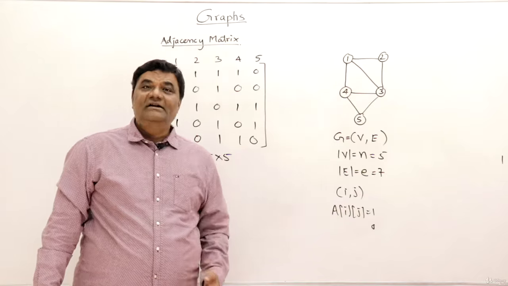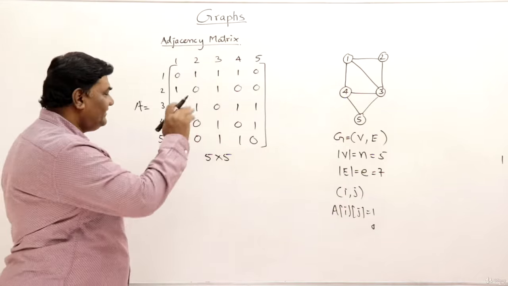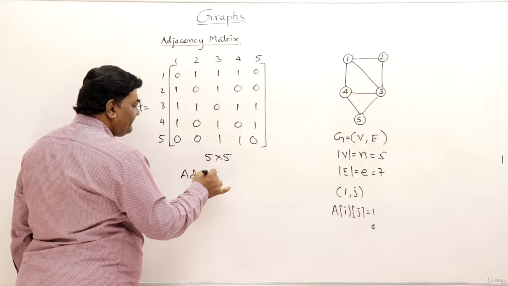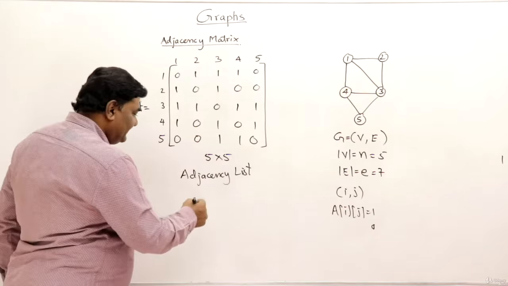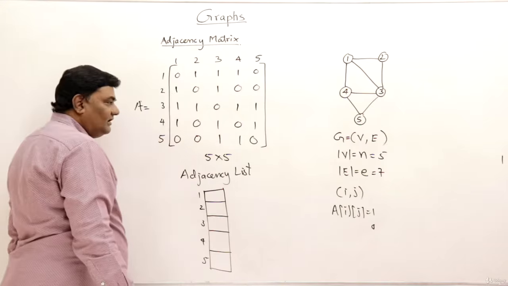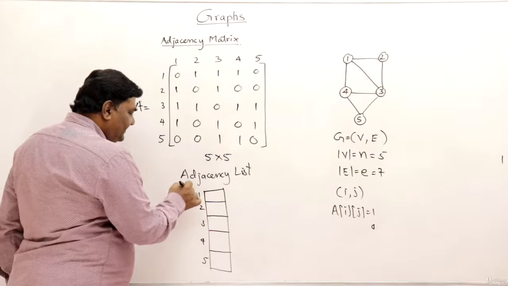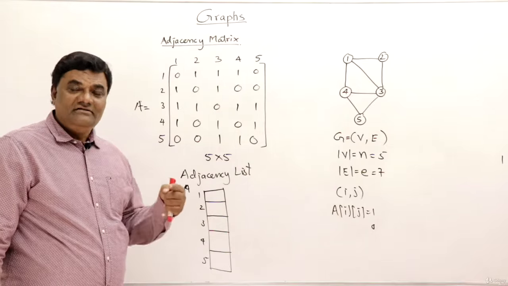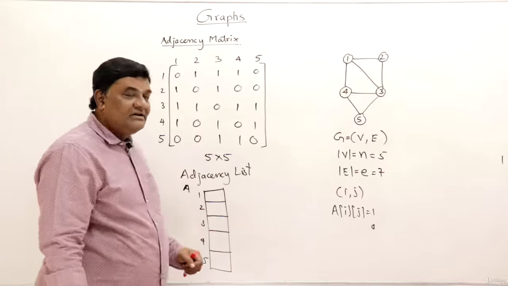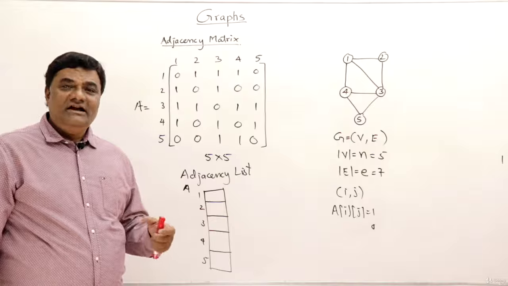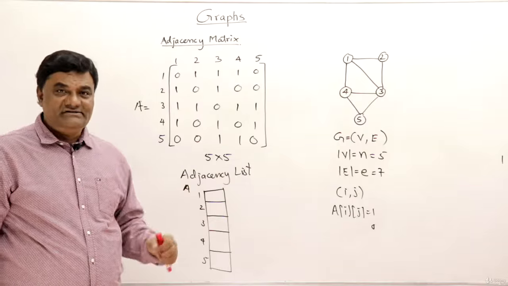The next, let us look at the adjacency list. For representing a graph in the form of an adjacency list, we'll take an array of linked lists. So I'll take an array of size 5. This is an adjacency list. So actually this is an array of linked lists. Now each location represents a vertex. So for that location, we will have the set of adjacent vertices.